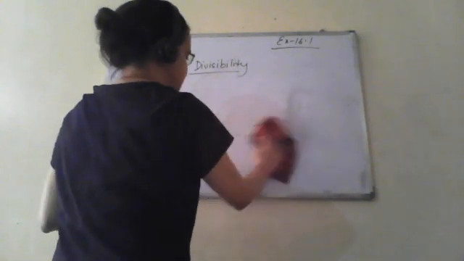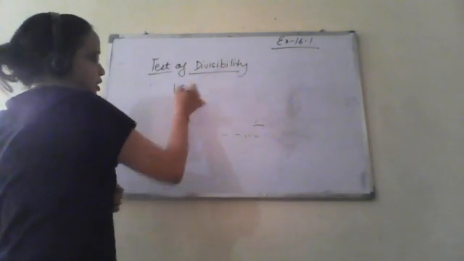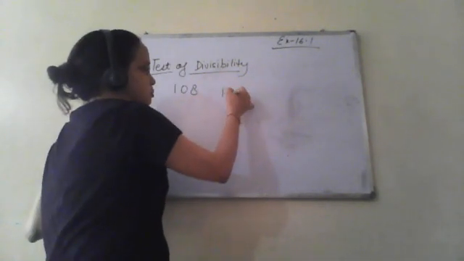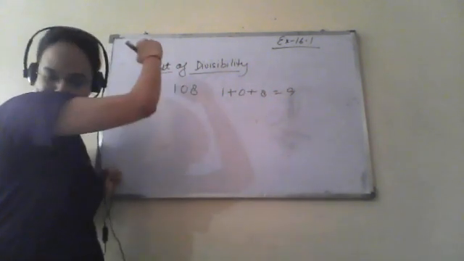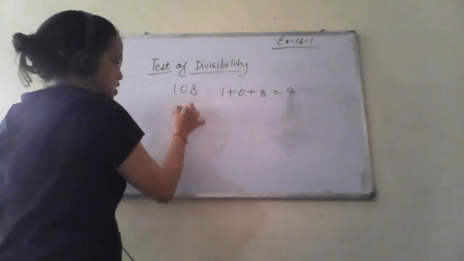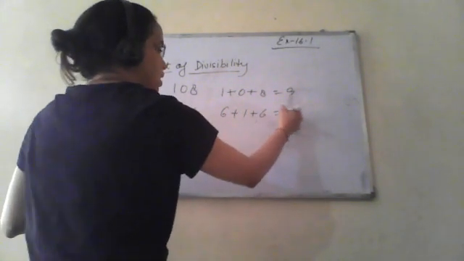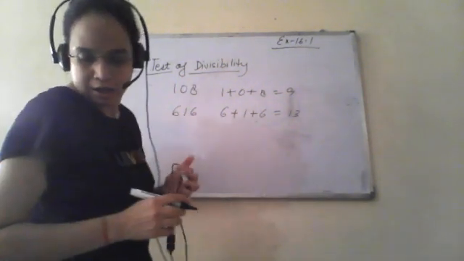We can have some examples, like 108. What we have to do is the addition of digits. This is 1 plus 0 plus 8. It is 9. So this number is divisible by 9. Now 616. This is 6 plus 1 plus 6. It is 13. It is not divisible by 9. So therefore this number will not be divisible by 9.